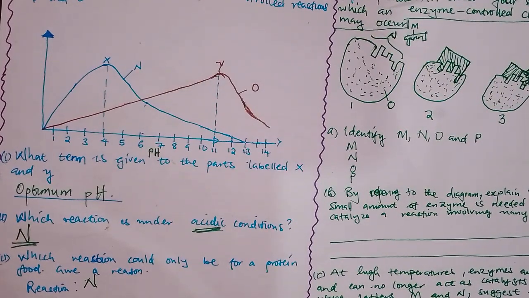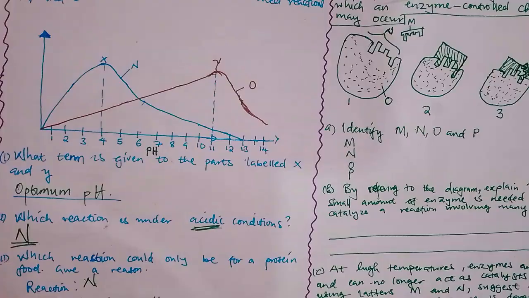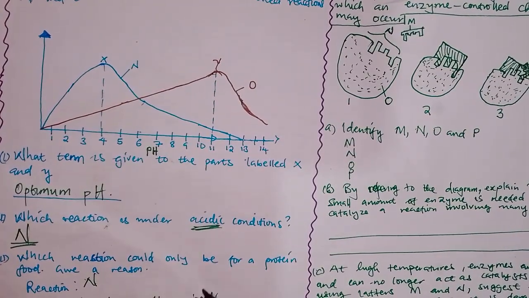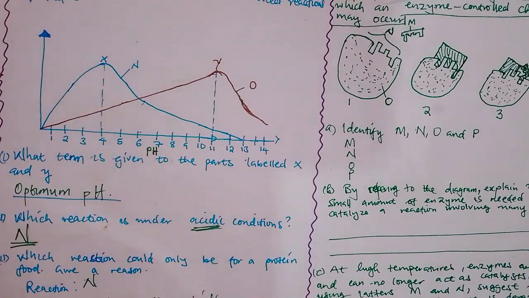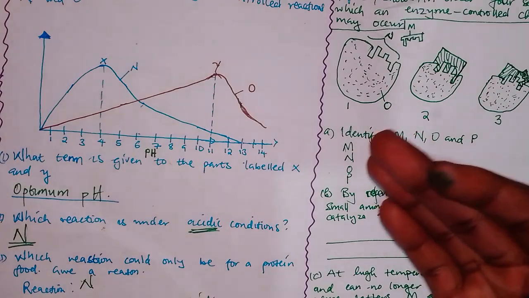the optimum pH is acidic, as you can see on the diagram. So that's how you can explain.